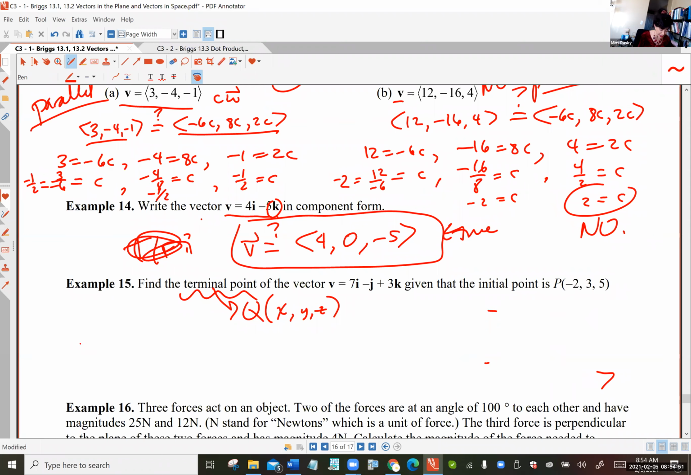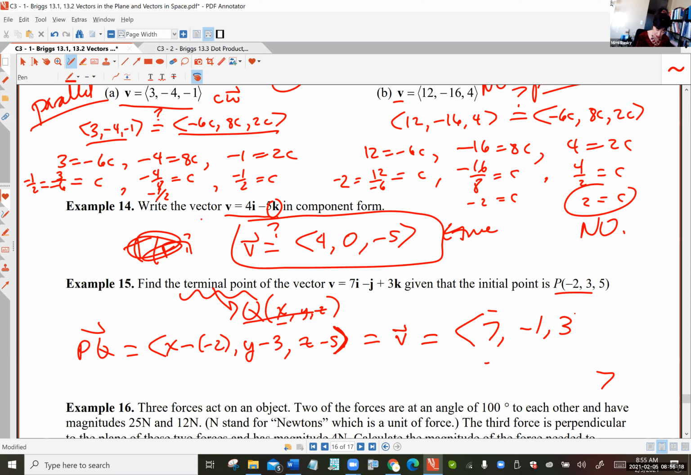Well, you guys know that in order to create a vector, say PQ, we're going to do terminal minus initial. So you take the terminal X coordinate, which in this case is unknown, it's X, and you subtract the initial point's X coordinate. Then you do the same with the Y's, and then you subtract the Z coordinates. And this, oops, that's an angular bracket, has to be equal to V. But V's component form is 7, negative 1, 3.